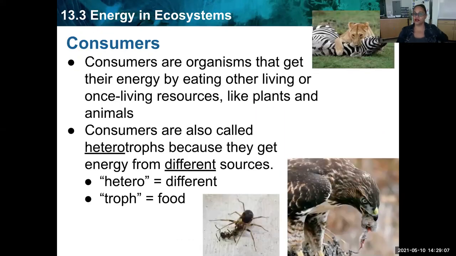Consumers are organisms that get their energy by eating other living or once living resources like plants and animals. Consumers are also called heterotrophs. This is not the first time we've seen the prefix hetero. Hetero means different. So heterotrophs have to get their food or their energy from different sources other than within their own cells.